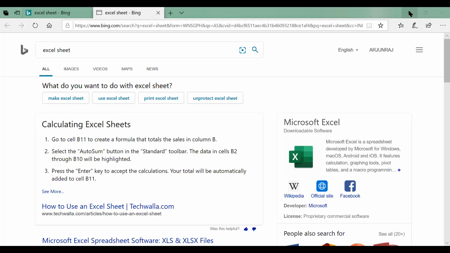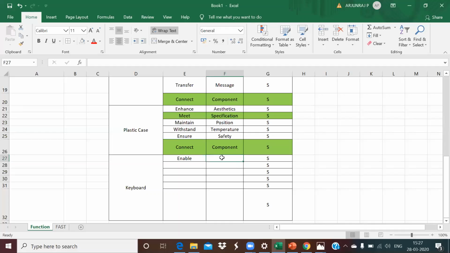Okay, can you please display the Excel sheet? It's showing us the browser. Okay. Now okay.